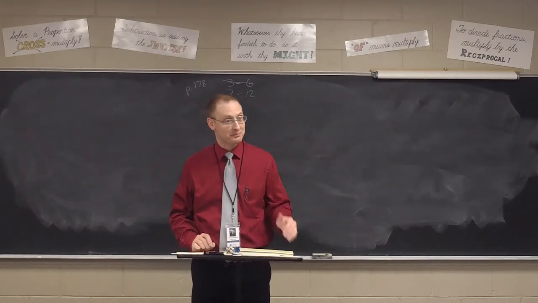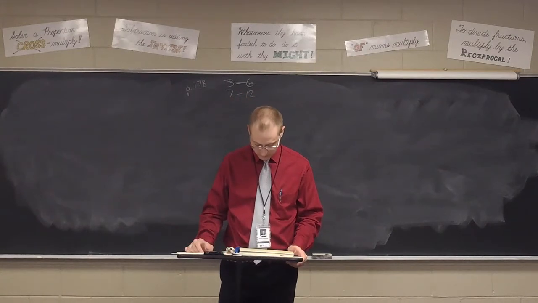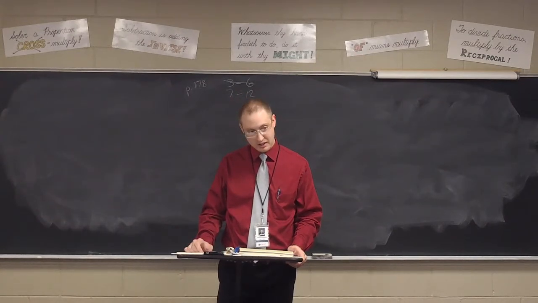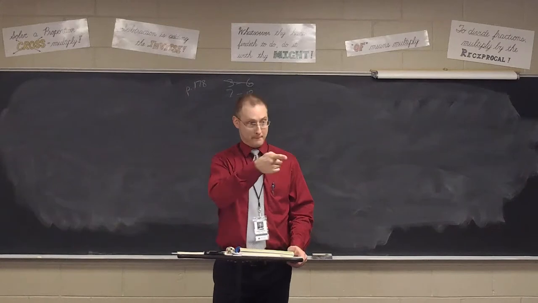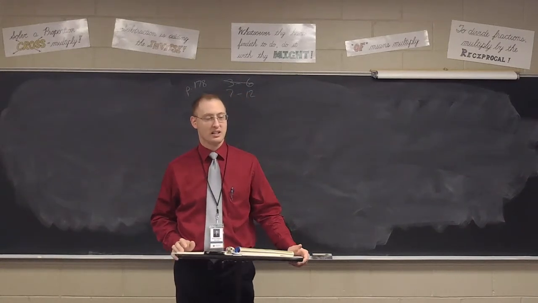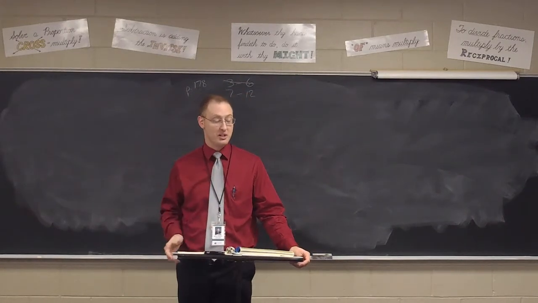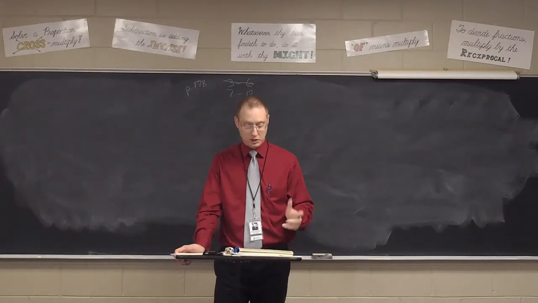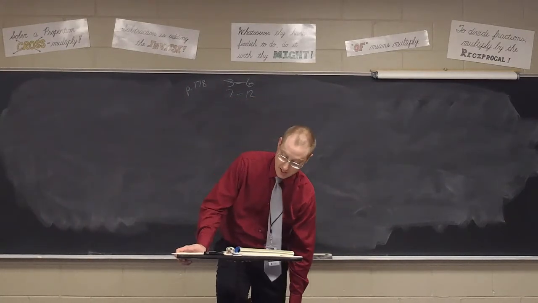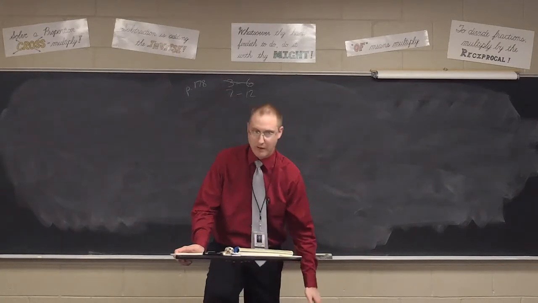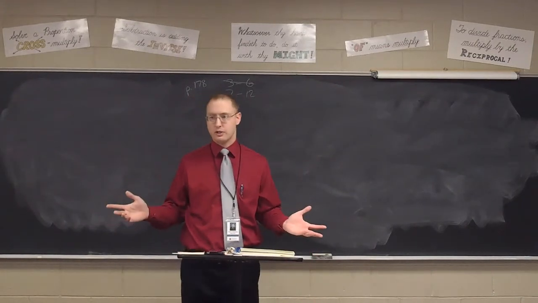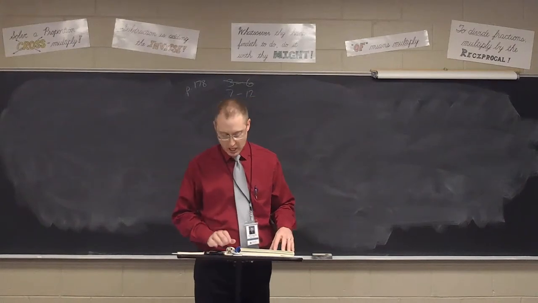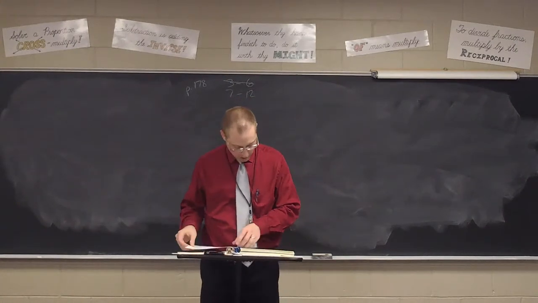Yes, ma'am? For number 11, I figured out that 4 divided by 4 is 1, 12 divided by 4 is 3. Good. Equal ratio method was the easy way to do that one, wasn't it? Yeah, equal ratio method works great on number 11. So if it's there, use it. And if it's not, cross multiply. Not a big deal. Turn back, if you would, to page 176.